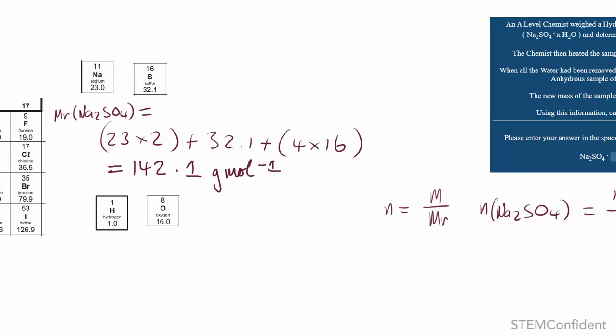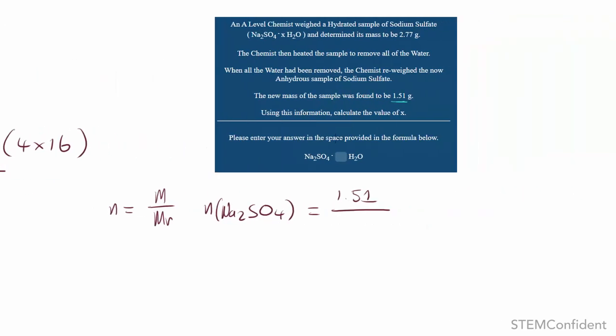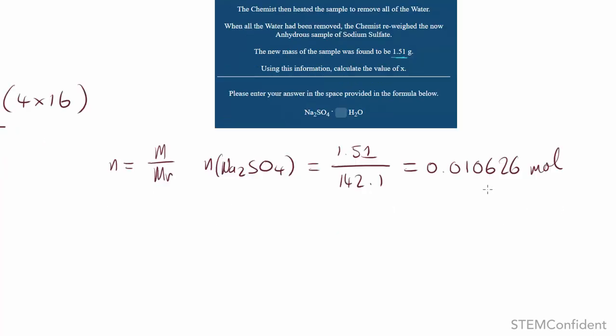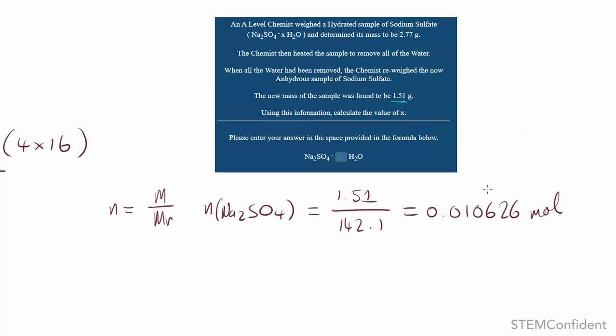Okay, so with that value in mind, you can put that here, 142.1, and that's going to give us a value of the number of moles of Na₂SO₄, right? And in this case, it's going to be 0.010626, and that's going to be in moles, right? So that's just to 5 significant figures what that would be.